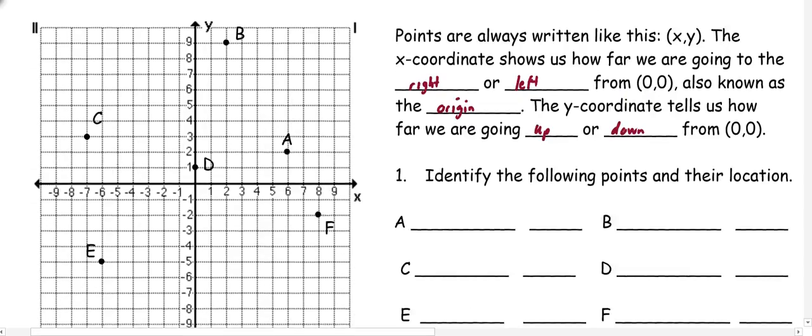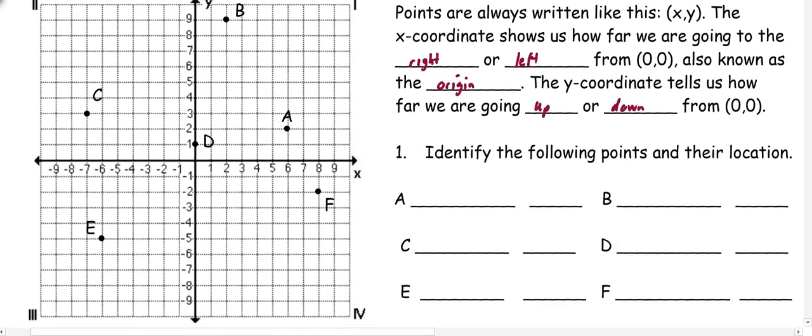So first we're going to work on points on the graph, and we need to identify what their point is. So A is right here, and for A it lines up with 6 on the x-axis and 2 on the y-axis, so our point would be 6, 2, and A is in the first quadrant.